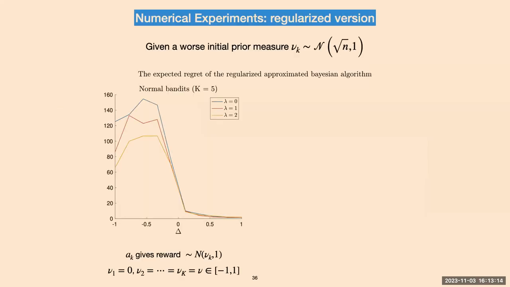Here is a numerical experiment. We have the same setting, but the prior measure is even worse. Our expectation is actually chosen from negative 1 to 1, but we assume the prior measure is square root of n, which is far away from the truth. When lambda is equal to zero, you can see here you have the biggest regret, but when you add the regularization term, then you reduce the expected regret.